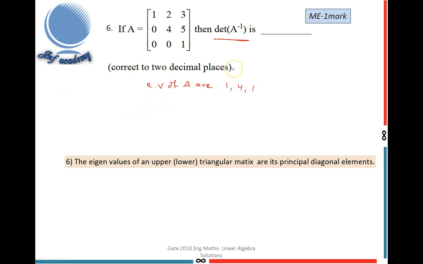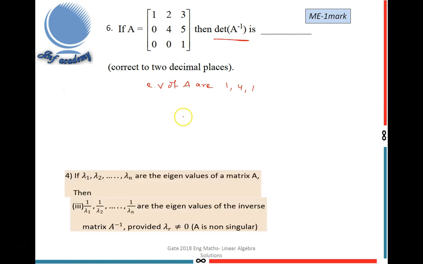Next, we have to find the determinant of A inverse. So, next I find the eigenvalues of A inverse. By using another property, if lambda 1, lambda 2, etc., lambda n are the eigenvalues of a matrix A, then 1 by lambda 1, 1 by lambda 2, etc., 1 by lambda n are the eigenvalues of the inverse matrix A inverse, provided lambda is not equal to 0. Here no lambda is equal to 0, so the eigenvalues of A inverse exist. The eigenvalues of A inverse are 1 by 1, 1 by 1, 1 by 4.